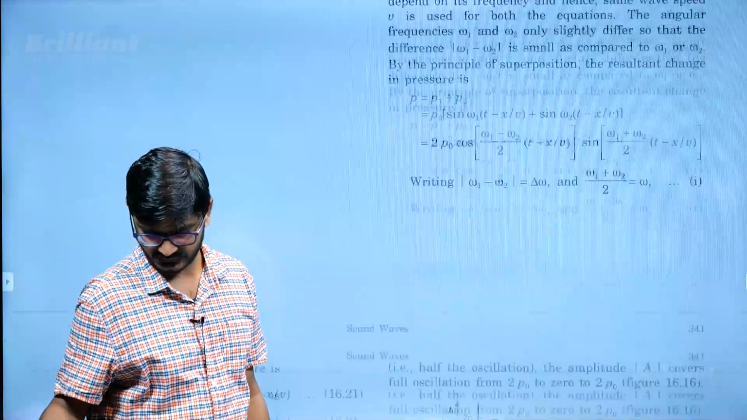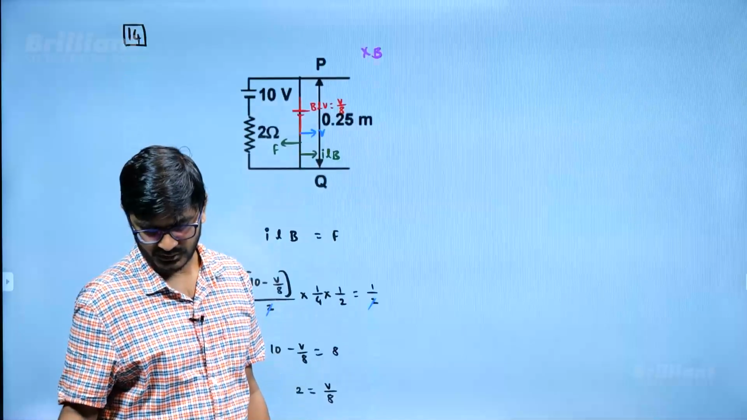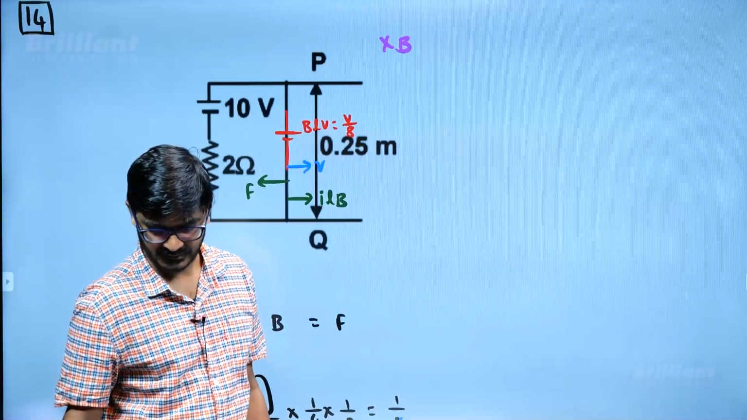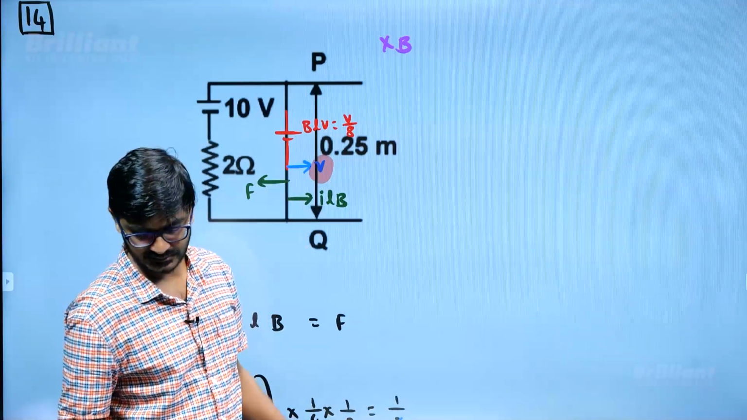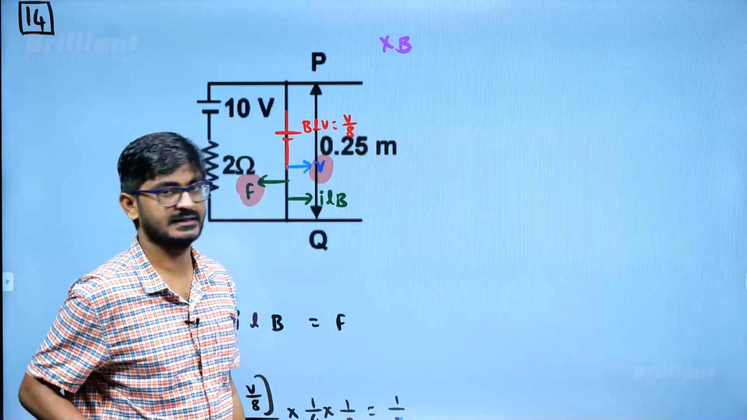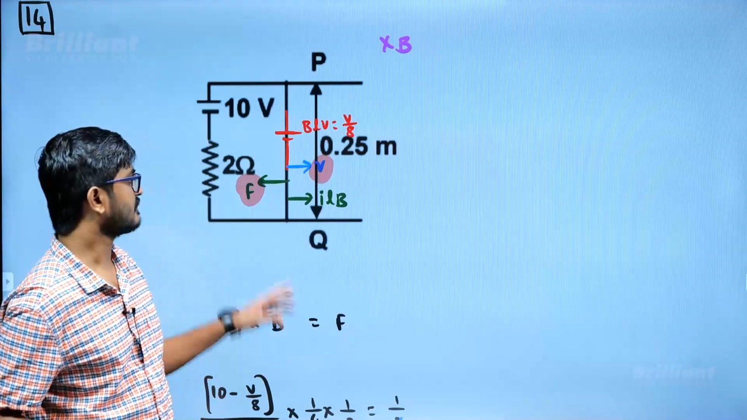So what all things did they mention? They mentioned the speed is towards the right. If you want to maintain constant speed towards the right, you need to apply some force in the leftward direction, they are saying, right? And this value is given.